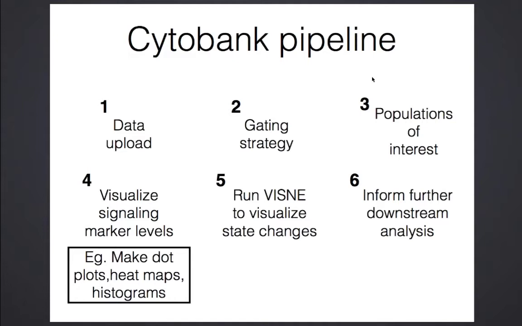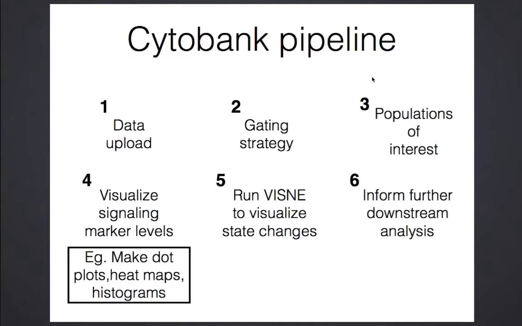We were able to upload our data pretty easily and figure out a gating strategy for the cells of interest, for example, non-apoptotic cells, resistant cells, aka. And of course, once we hone in on our populations of interest using gating strategies, we then visualized signaling marker levels using dot plots, heat maps, histograms, and various other tools on Cytobank.